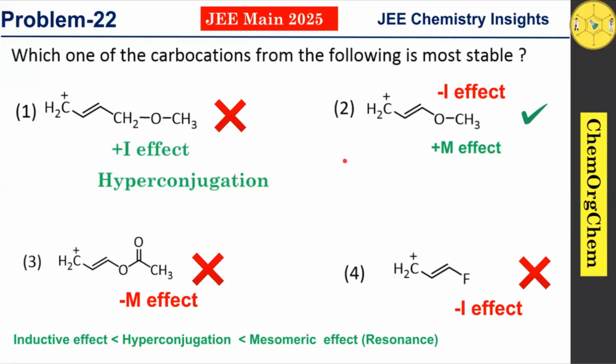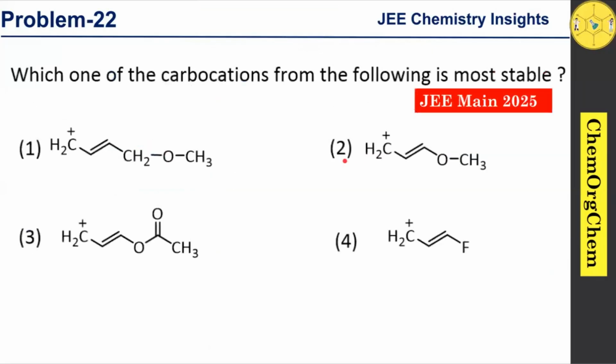So let's go back to our question. As per our discussion, among the four carbocations, the most stable carbocation is option 2. That's it for today's problem. I hope these carbocation related problems have helped you understand this concept as well as this question.